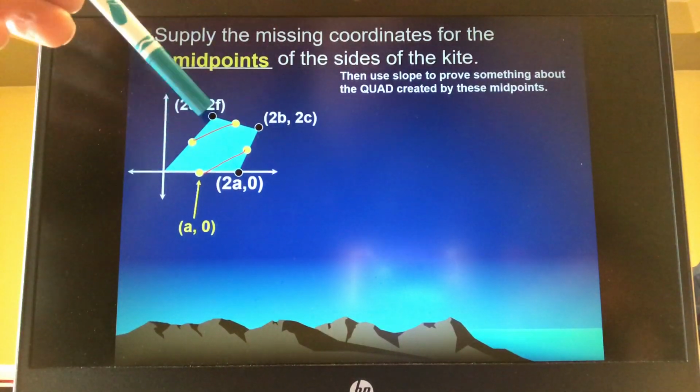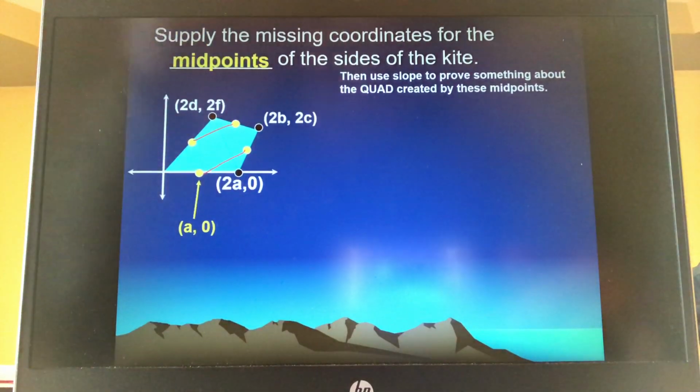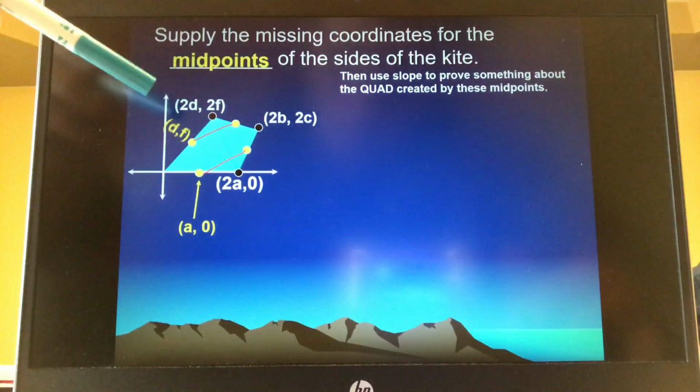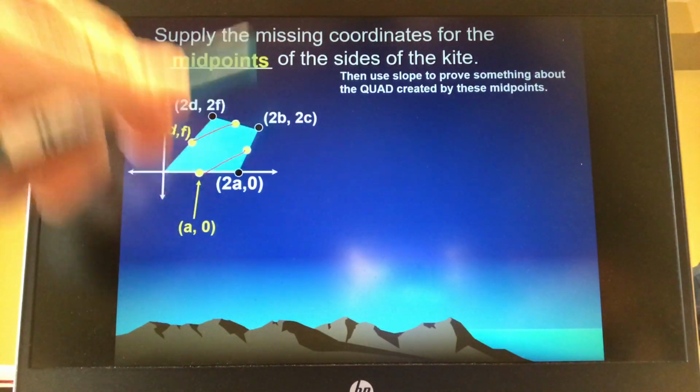It's probably easier to do this one next because 0, 0 is one of the points. What's right between 0 and 2d? D. What's between 0 and 2f? F. So that one hopefully makes sense. At that point is D comma F. So I'm going to find these other 2 midpoints here in just a moment now.